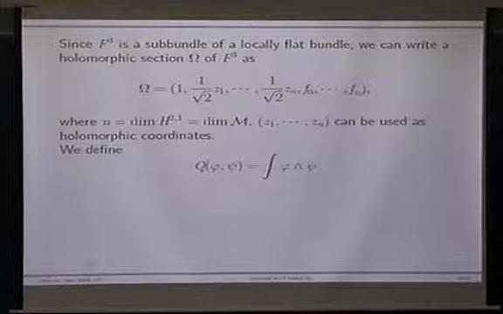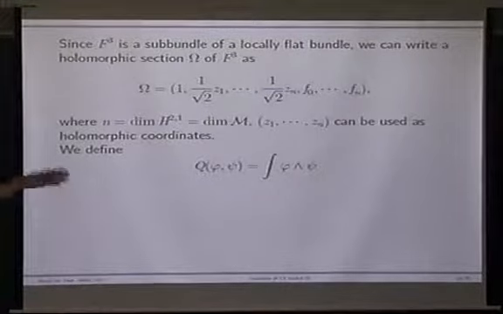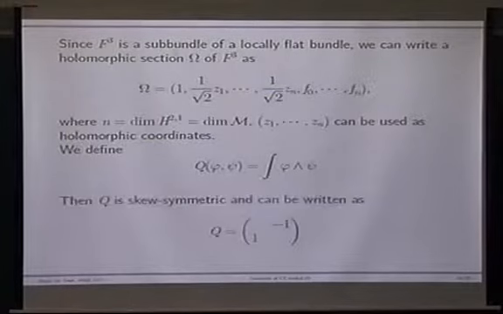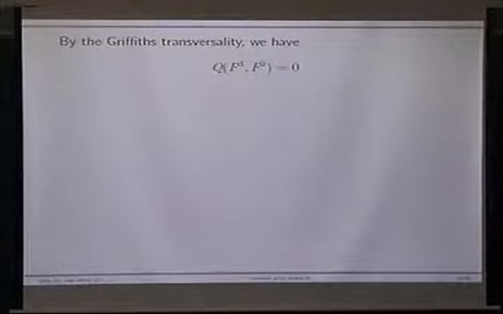Okay, we define a natural quadratic form, basically just phi wedge psi, and do the integration. This integration makes sense if and only if phi and psi are 3-forms. That means this quadratic form has to be skew-symmetric, which means that we can always write it in terms of this. Okay, that's fine. And then the Griffiths transversality tells us that this is 0.